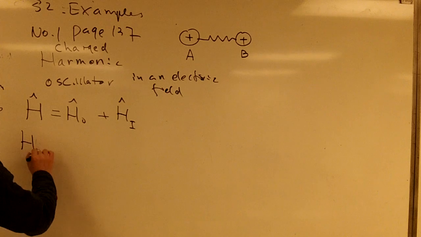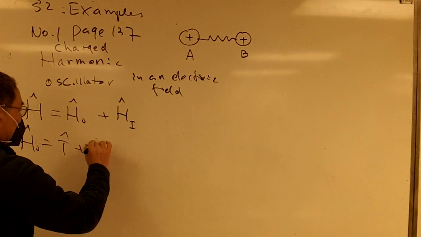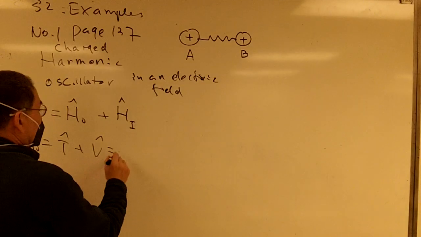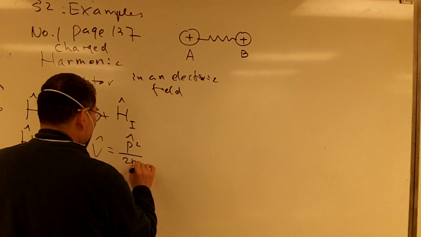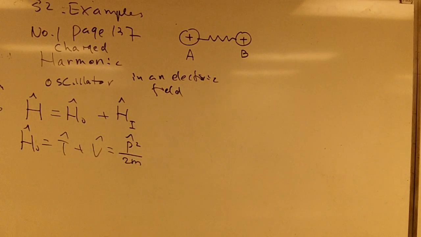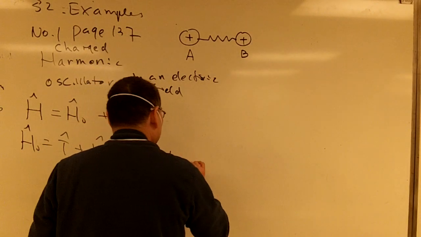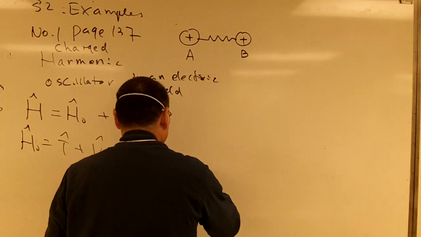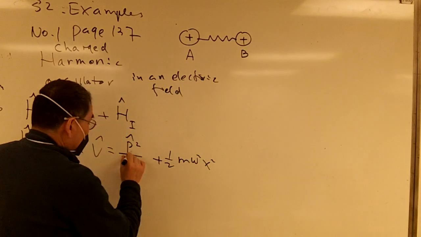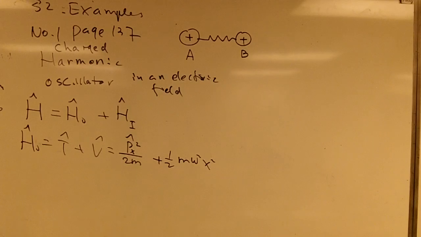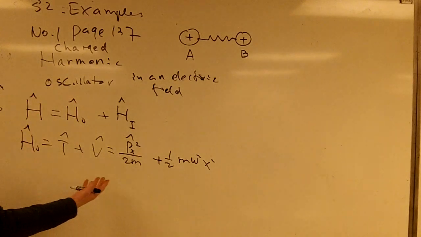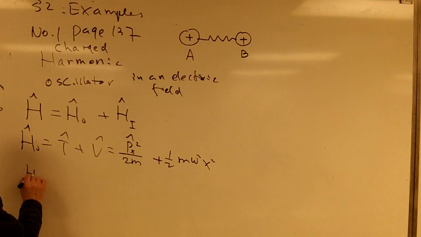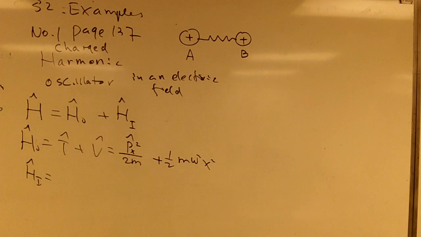So our H naught just equals T plus V, and this is the kinetic energy term, which is P hat squared over 2m, plus potential energy, 1/2 m omega squared x squared. Folks, let's change P to Px. We just think about one dimension, and that's the equation which we have. This is the one which we know before. That's the harmonic oscillator.